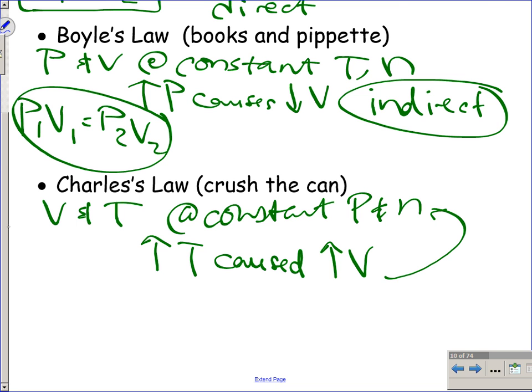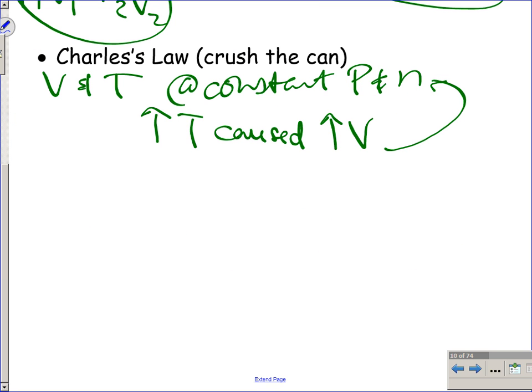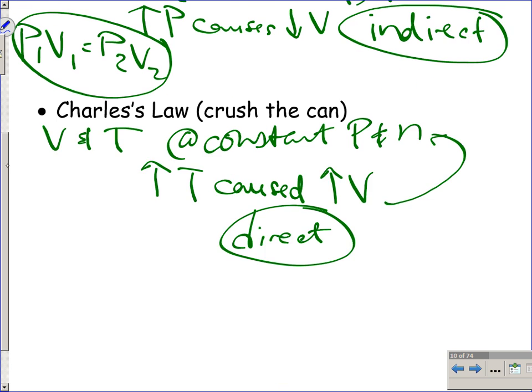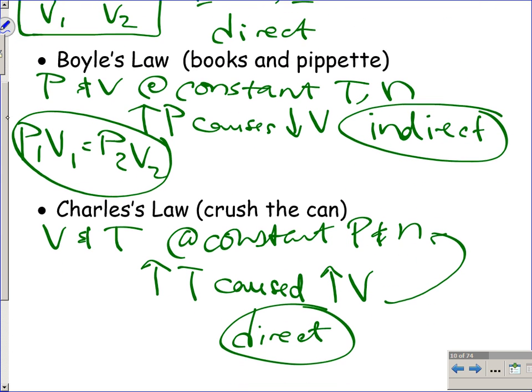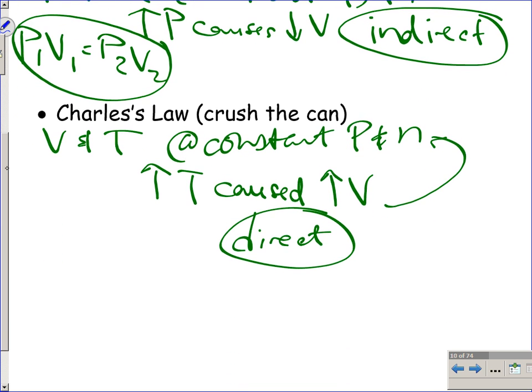So direct or indirect? Direct. So how do I write it? As a division or as a multiplication? Division. Who's going to go on top? Volume over temperature. V1 over T1 equals V2 over T2.